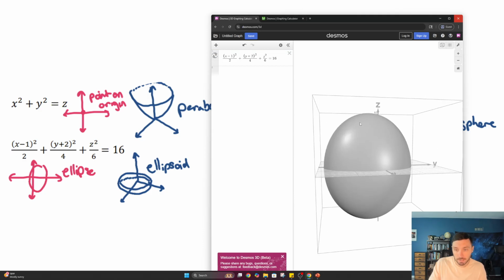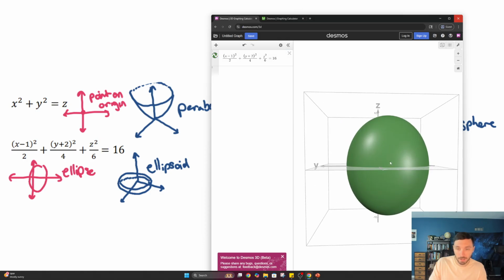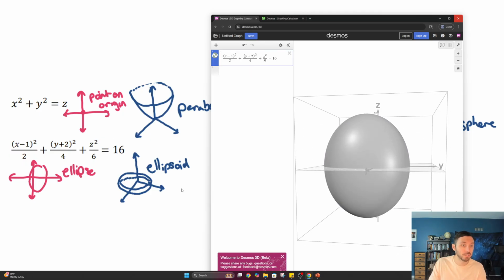Bam! It's looking like an M&M. Maybe I'm just getting hungry and it's lunchtime right now. Here it is. Yeah, you get an ellipsoid. You get an egg shape. I actually kind of liked it, it looks like an egg. You get this egg shape for an ellipsoid.